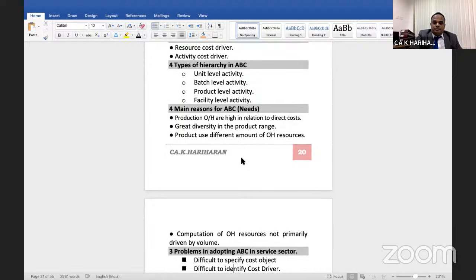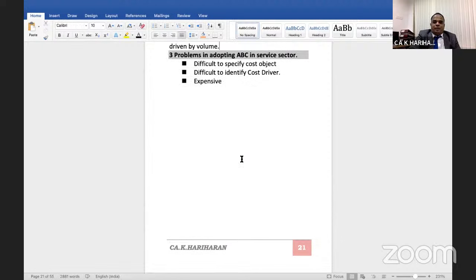But in the case of the service sector, we are having problems with ABC. It is difficult to identify the cost object in the service. Difficult to identify the cost driver and the expense. So these are all difficulties with respect to the service sector.